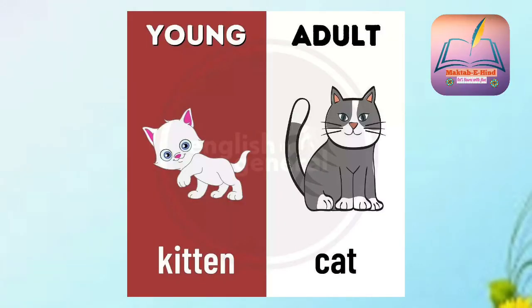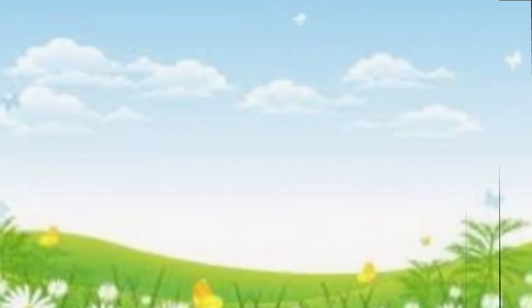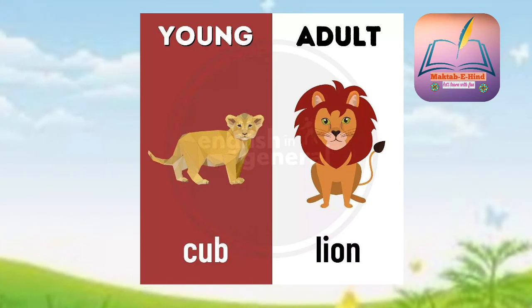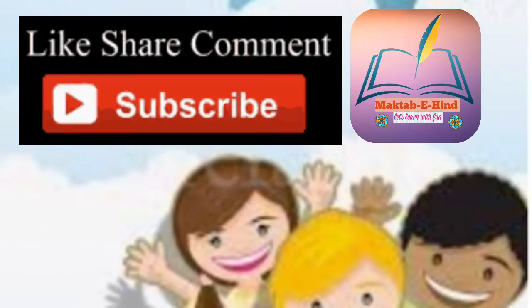Cat is adult and the young one of cat is called kitten. Cat, kitten. Horse is adult and young one of horse is called foal. Horse, foal. Lion is adult and young one of lion is called cub. Lion, cub. I hope you understand the video.